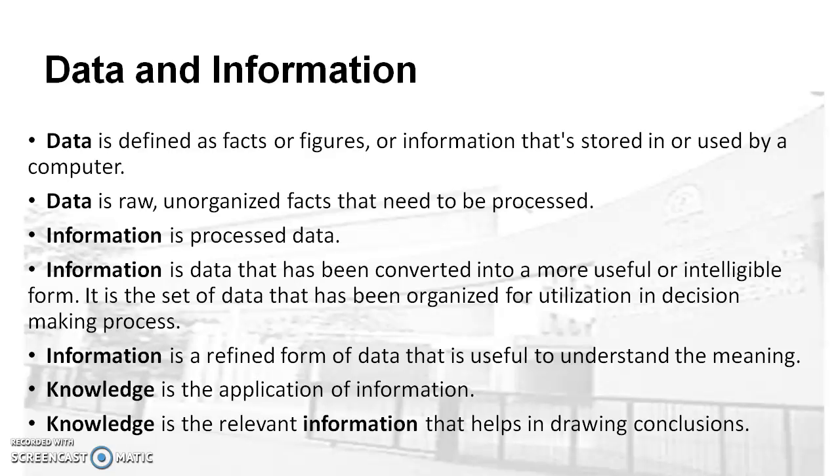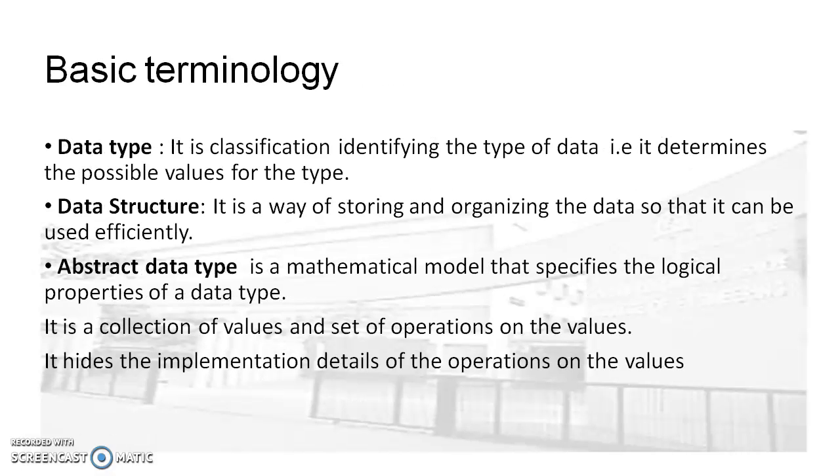Then associated with data, information and knowledge, you have a concept called data type. Data type represents what kind of data is being stored in it. Basically, it is a classification identifying the type of data. It determines what values a particular type can take. For example, it can be an integer data type which takes numerical values, it can be a character data type, or a string data type, or it may be a boolean. So these are various data types which represent what kind of data will be stored in it.